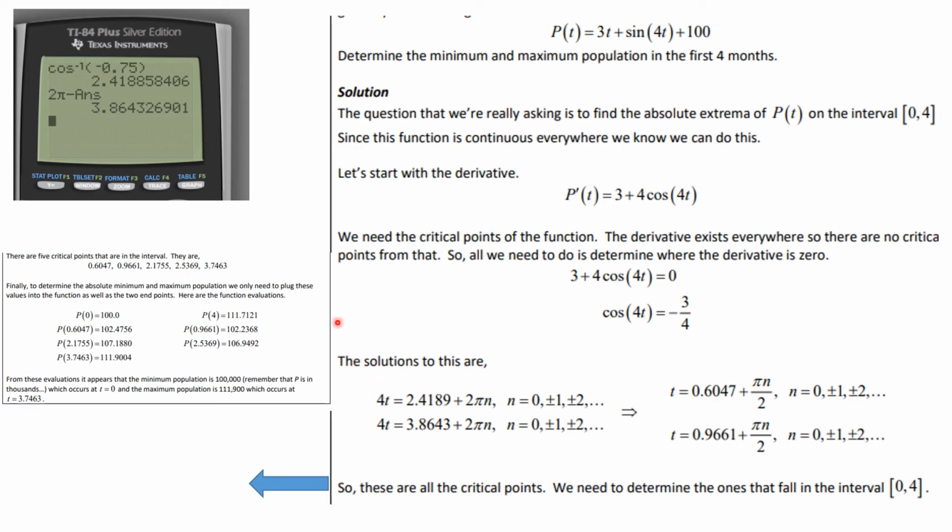And we'll find that there are 5 critical points in that interval from 0 to 4. This is what they are as decimal approximations. And so now we want to determine the endpoints 0 and 4, and also these 5 values, and we see which are the biggest. So from these evaluations, the minimum is 100,000, and it occurs when t is equal to 0, and the maximum is this number when t is 3.7 and change.